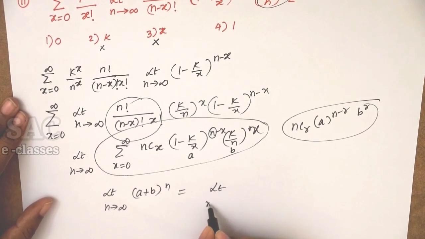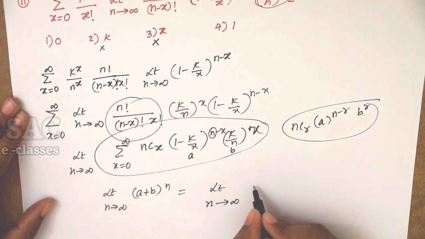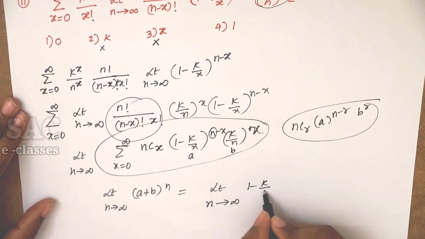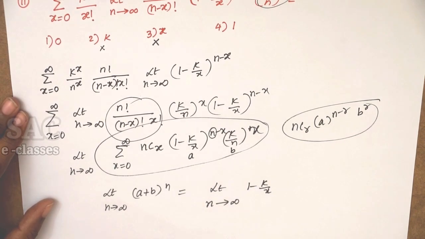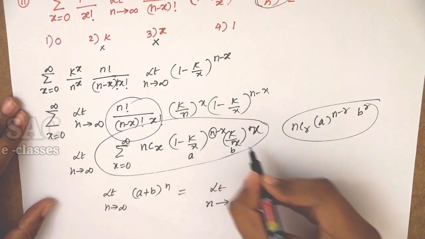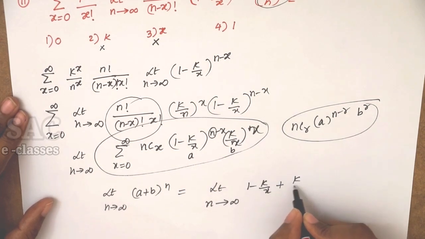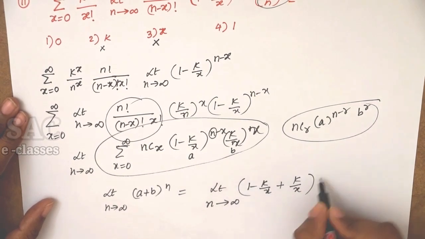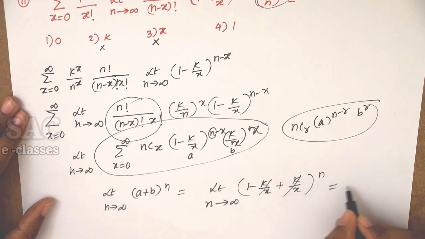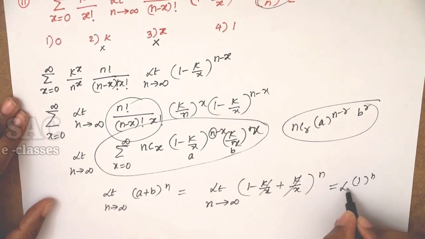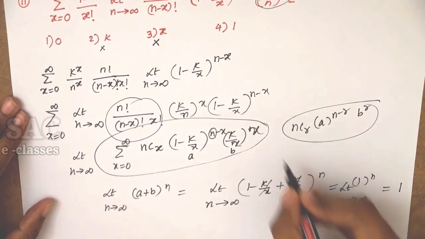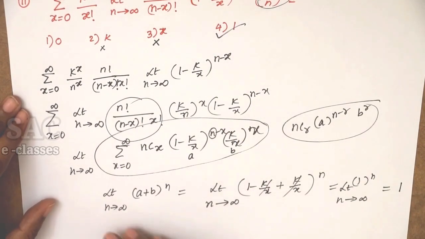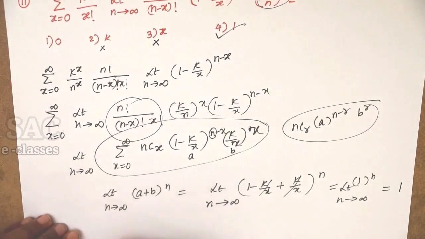Limit n tends to infinity. A means here 1 minus k by n, and B means here k by n, whole power n. The k by n terms get cancelled, leaving 1 power n. Limit n tends to infinity, 1 power n, the answer is 1. So our guess is correct, the sum is either 0 or 1. Let's move to the next problem.